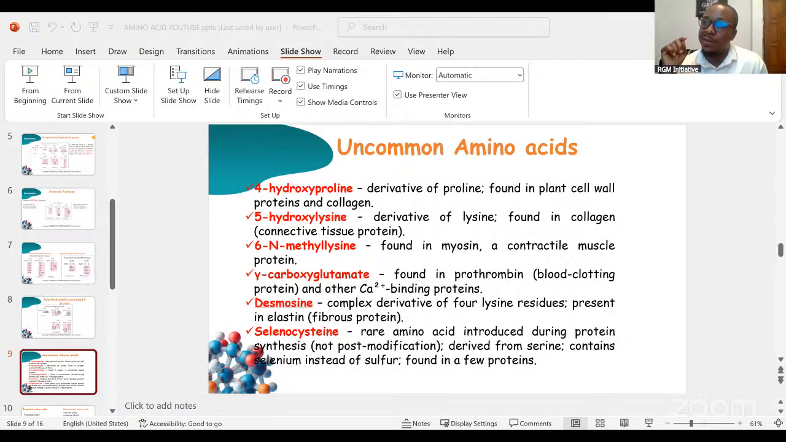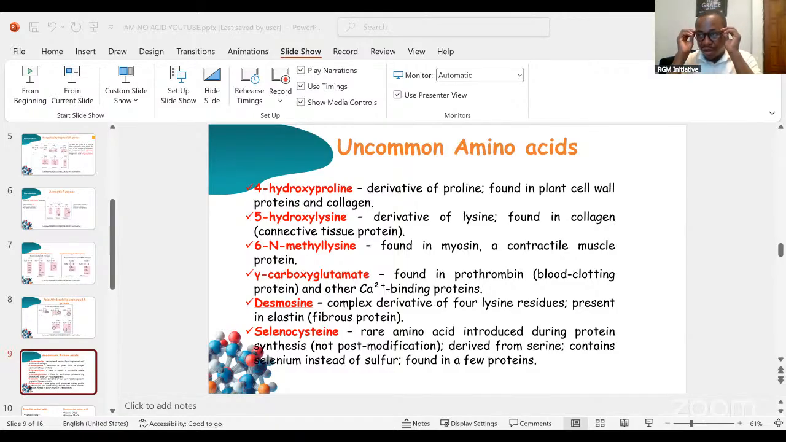So if you lack vitamin C, the enzymes proline hydroxylase and lysine hydroxylase will not be able to hydroxylate proline and lysine. And failure to do that, the synthesis of collagen will be impaired. And once that happens, the collagen structure strength will be reduced. Therefore, you'll be having fragile arteries, bleeding gum, easy breaking of your skin.